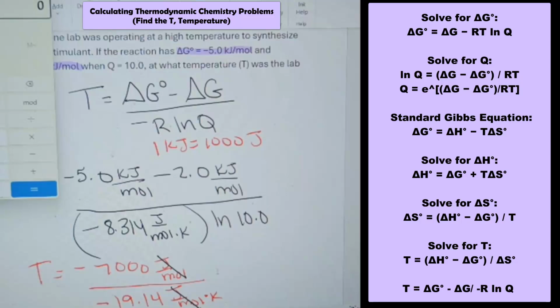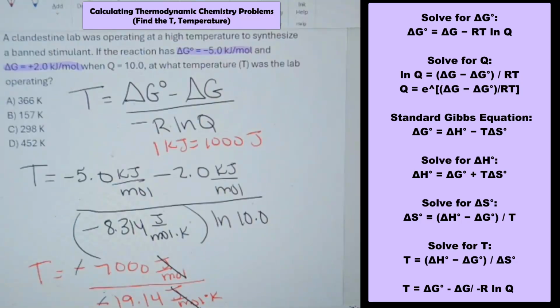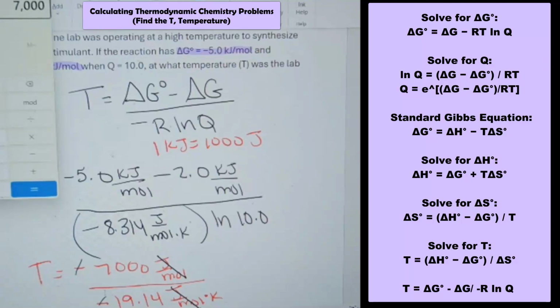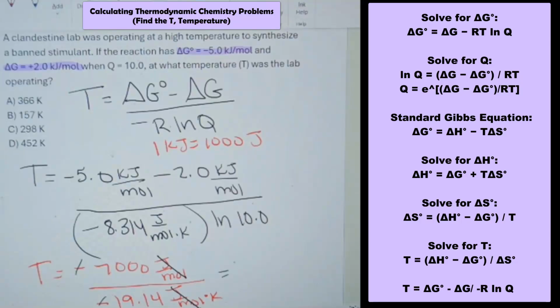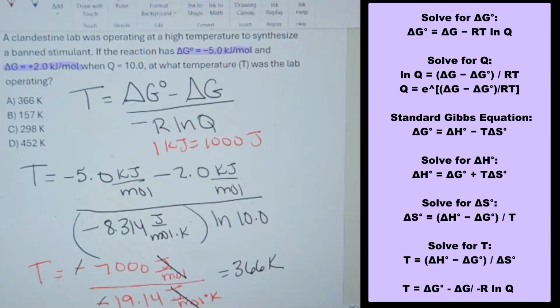You all know also that those two negative signs are going to cancel out, right? So you're going to end up with 7,000 divided by 19.14, and you get 365 or 366 Kelvin as your answer, okay? Just like that. All right.